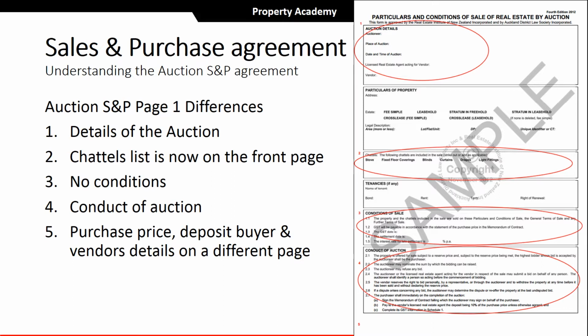And you can see if you read clearly on the conditions of sale, there's actually no conditions because the conduct of an auction is everything goes unconditional. So because everything is unconditional, the conditions, there aren't any, right? And number 4 is the conduct of the auction.